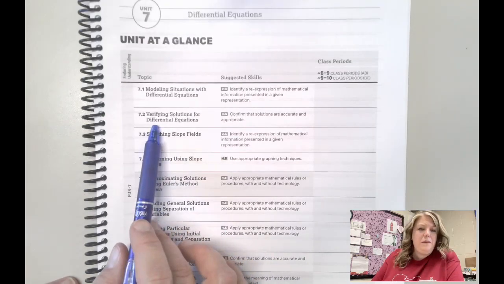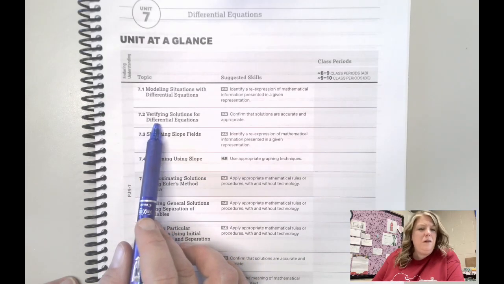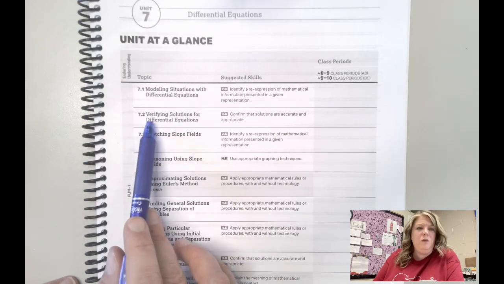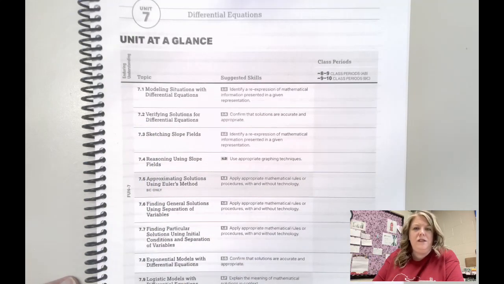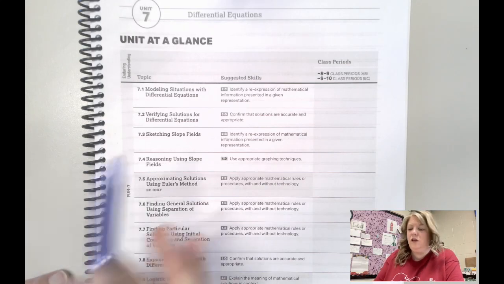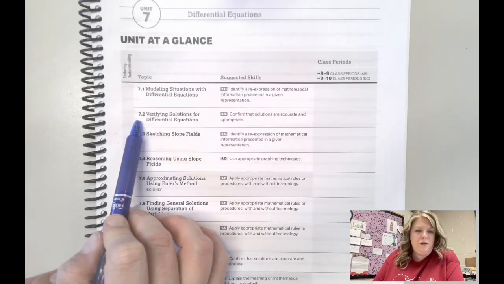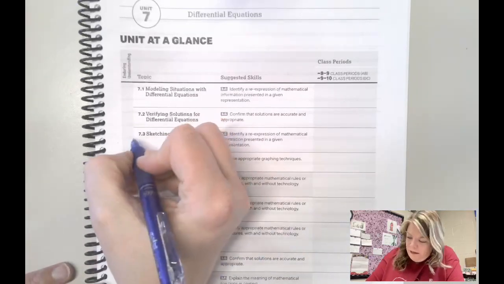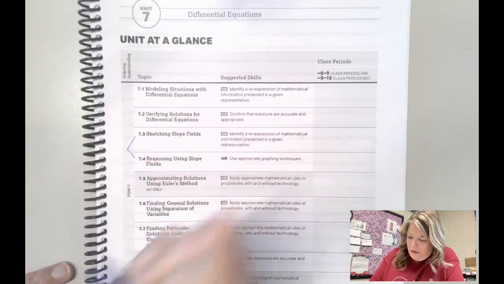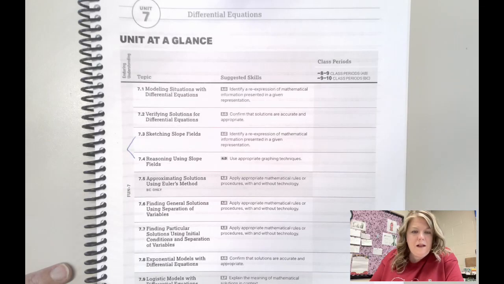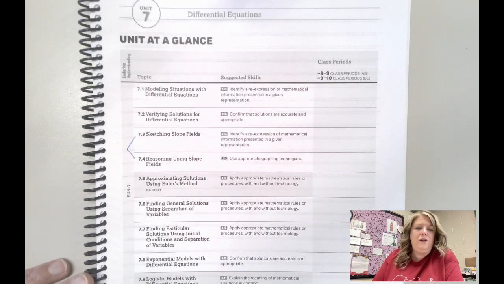7.2, these are those problems we did that were multiple choice, where you had to figure out which one of these is a solution for this differential equation. That is something that could pop up on the AP test. I don't have any of those on our test, so don't worry about 7.2 for right now. 7.3 and 7.4 kind of go together. 7.3 is how to make a slope field, and then 7.4 is how to figure out what the solution looks like through a slope field.